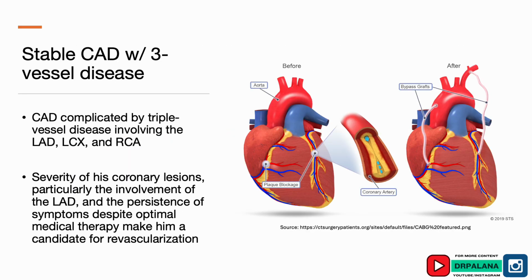CABG. This patient presents with stable CAD complicated by triple vessel disease involving the left anterior descending, left circumflex, and right coronary artery. The severity of his coronary lesions, particularly the involvement of the LAD and the persistence of symptoms despite optimal medical therapy, make him a candidate for revascularization.